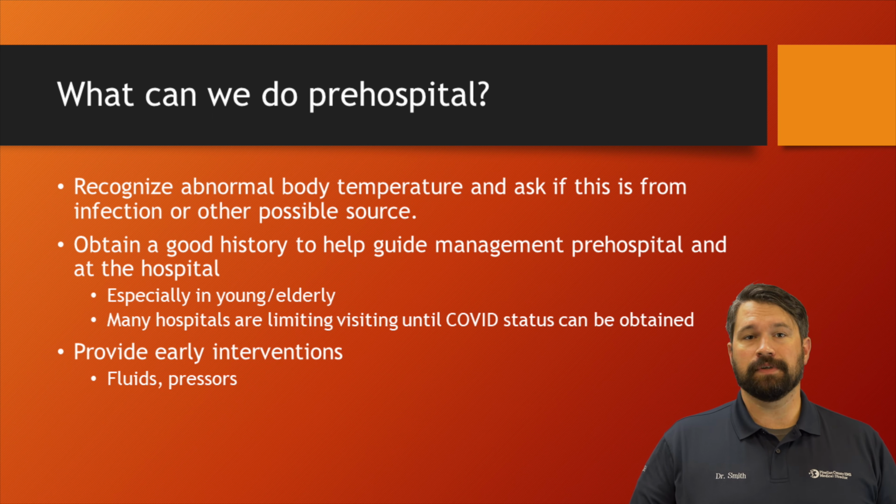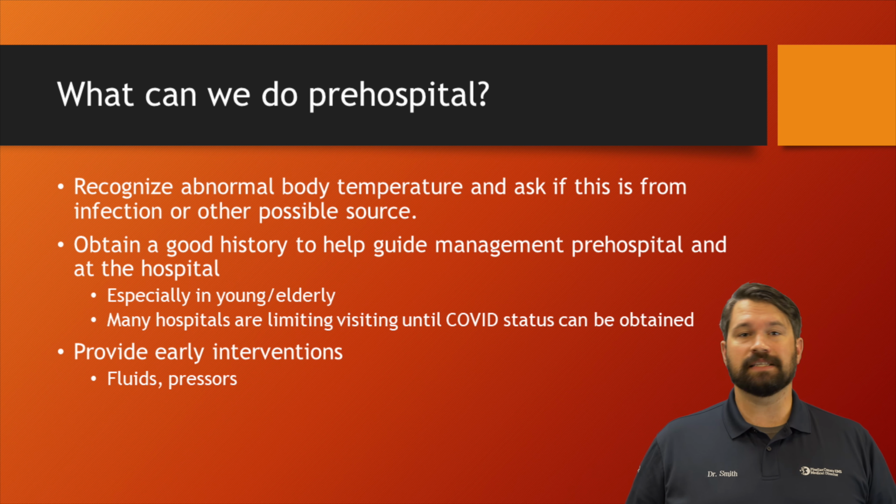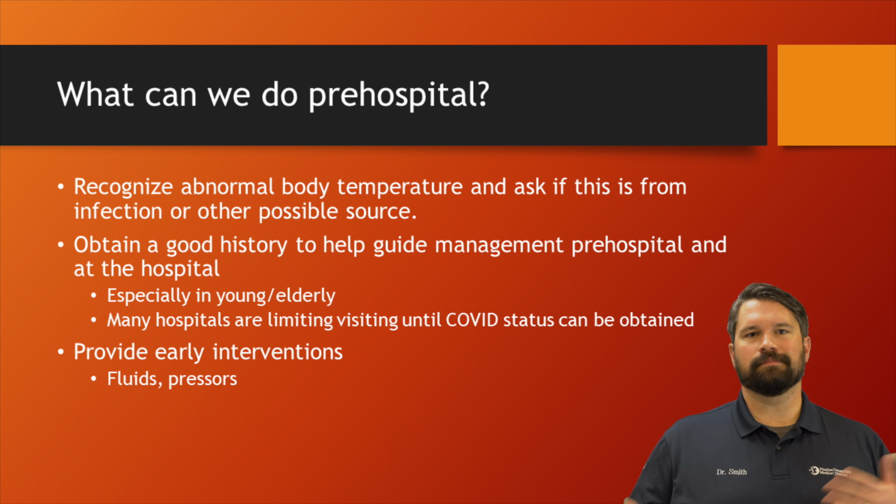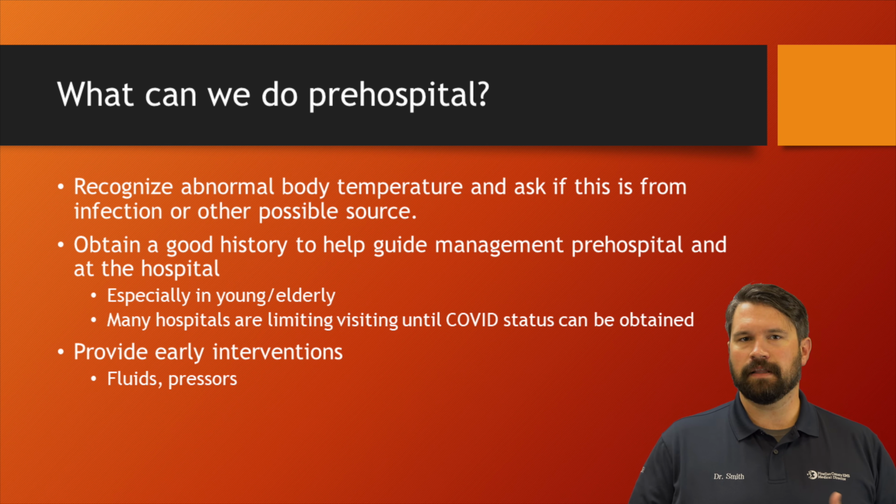So the very first thing to do is actually recognize an abnormal body temperature and ask if this is from an infection or other possible source. And it can be harder than you think. You take a temperature, it may be normal, maybe high. Ask if they've had anything to eat or drink recently. Make sure we get a good temperature, because hot coffee, cold drinks, they can affect the way we check temperatures orally. Get a good history. Like we discussed earlier, history is often key for the fever, much more important than the physical exam. This is going to help to guide management at hospital and pre-hospital.